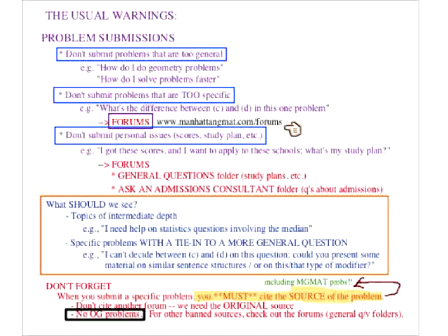No personal issues. Please don't ask about your own study plan or your own scores or schools. Hundreds of people watch these things, and people don't really want to watch other people's study plans, as important as they may be to the individual. Luckily, we have a place for that. We have the general questions folder in the forum for GMAT study plans, and the Ask an Admissions Consultant folder for questions related to schools and admissions.